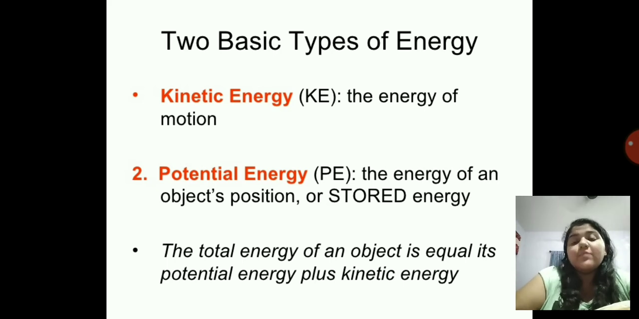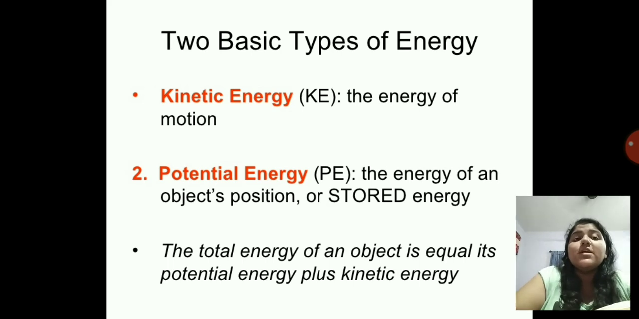In the previous video, we have seen about the various forms of energy. And in this video, we are going to see about the two basic types of energy, that is the kinetic energy and the potential energy. It is denoted by KE and the potential energy is denoted by PE. Okay, so what is kinetic energy?